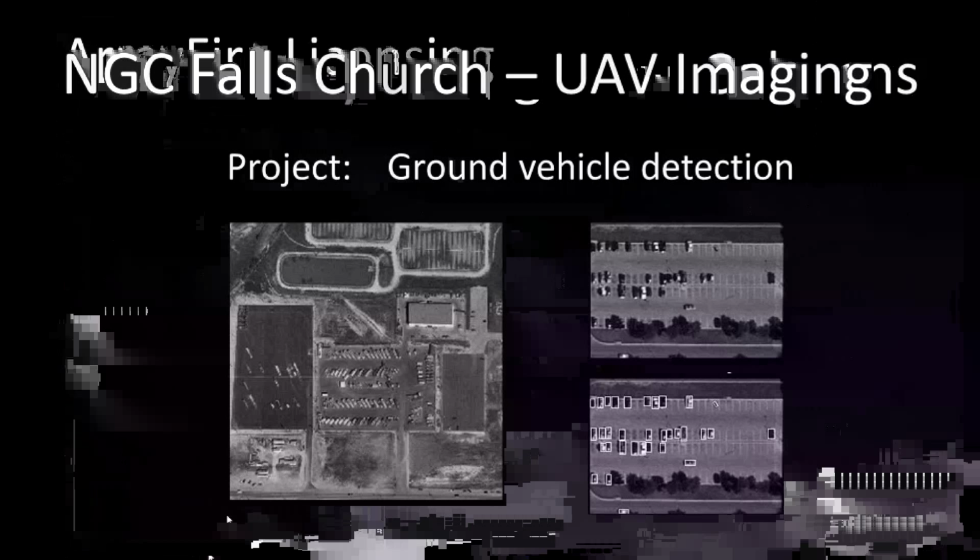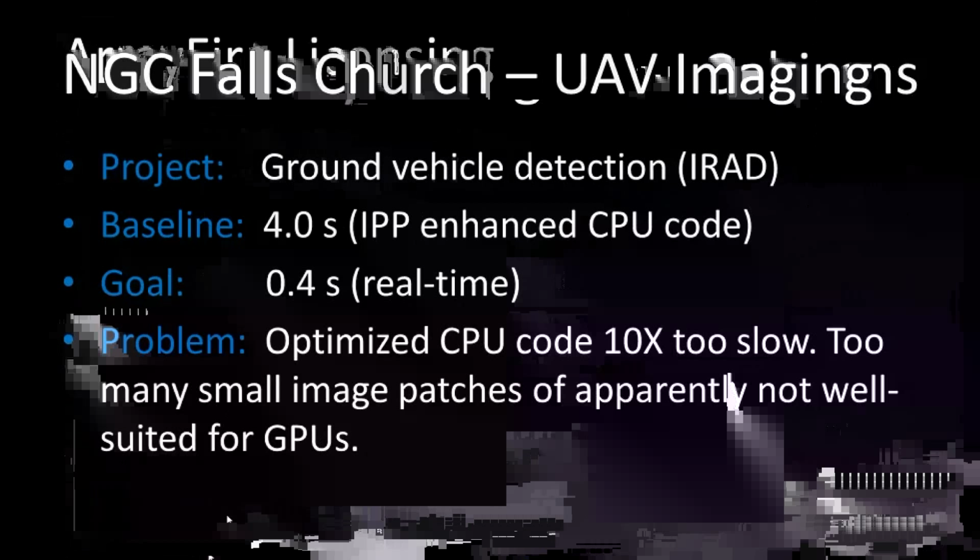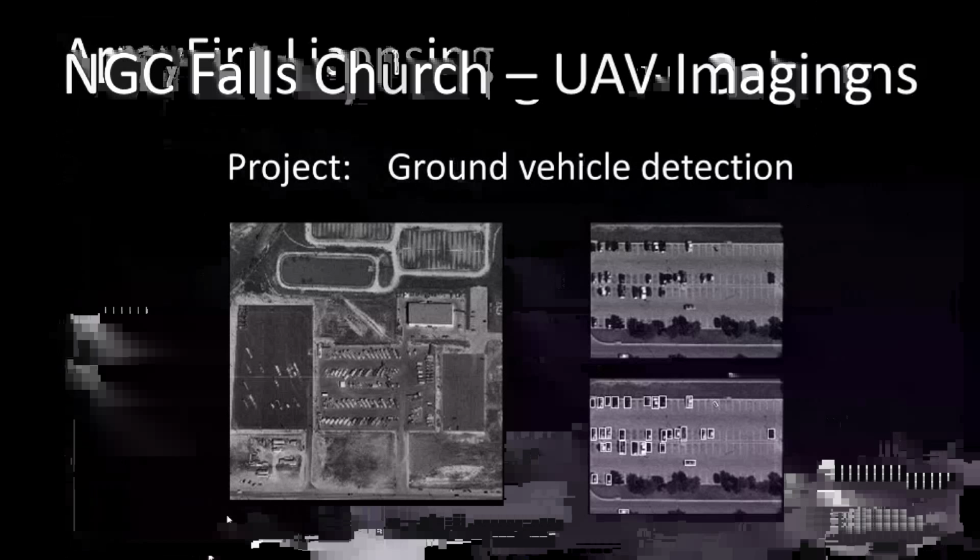Let's jump into a case study. Northrop Grumman in the Falls Church unit is working on a UAV imaging project, and they want to do ground vehicle detection as they fly over with drones and such. So here's an example image where they want to be able to pick out a lot of the cars in various parking lots and such.